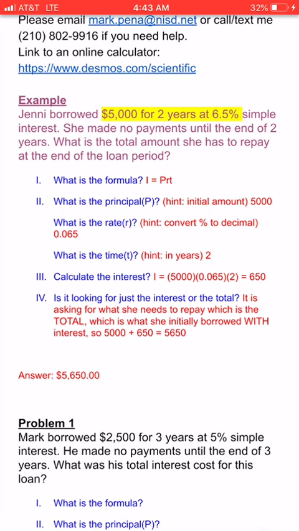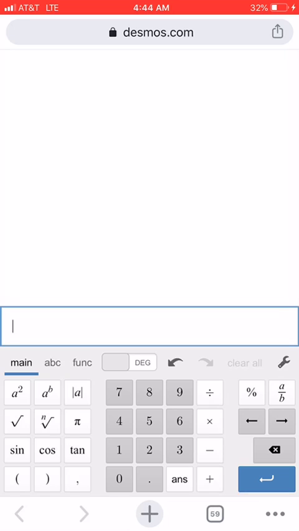The answer's already there, but I want to just show you on this calculator that if you follow that Desmos.com scientific calculator link that I put at the top, it'll take you to something that looks like this. And all you're going to do is press 5,000 times. What was the rate?